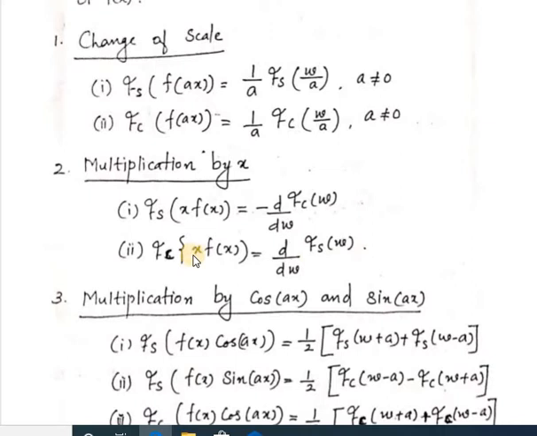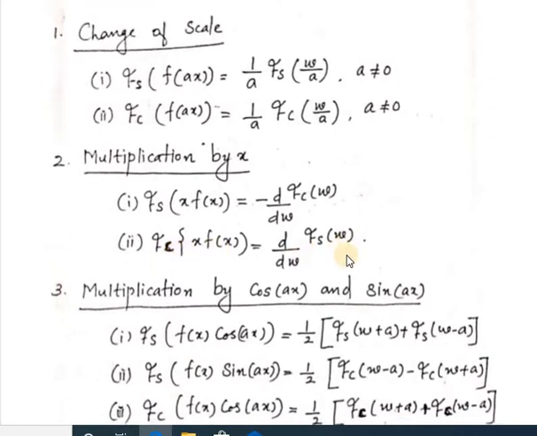Now the Fourier cosine transform of x f(x) equals d/dω of Fs(ω). That is, if the question is to find the Fourier cosine transform of x times a given function, first we have to find the Fourier sine transform of f(x) and take the derivative of the answer with respect to ω. These two are very important properties, that is, multiplication by x. To find the Fourier sine transform of multiplication by x, we find the Fourier cosine transform, and to find the Fourier cosine transform of multiplication by x, we find the Fourier sine transform.